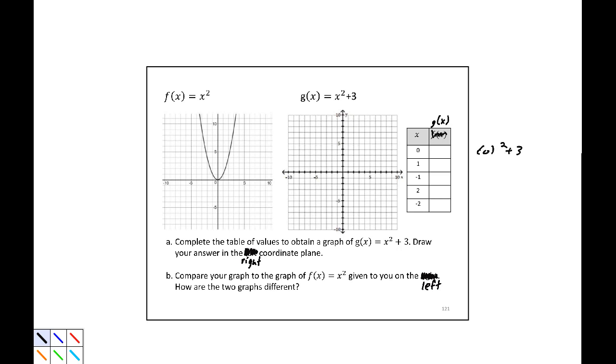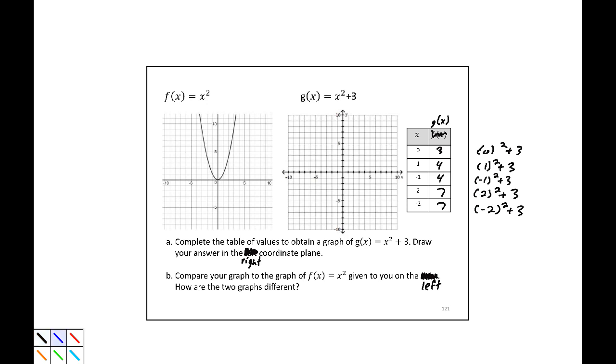plus 3, which would be 3. For x equals 1, we'll take 1 squared plus 3, which is 1, that's 4. Negative 1 squared plus 3, that would be also 4. We'll take 2 squared plus 3. 2 squared is 4, so that would be 7. And then minus 2, we should have a similar thing happen. Yes, positive 4, so that's positive 7.